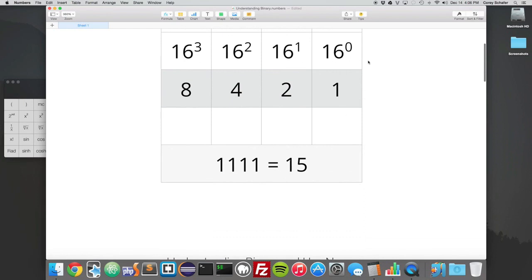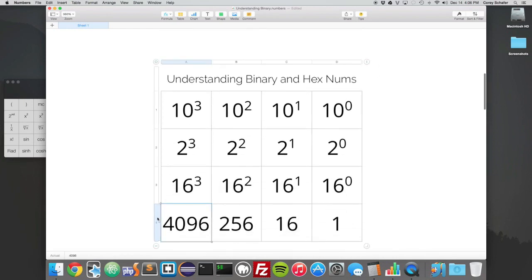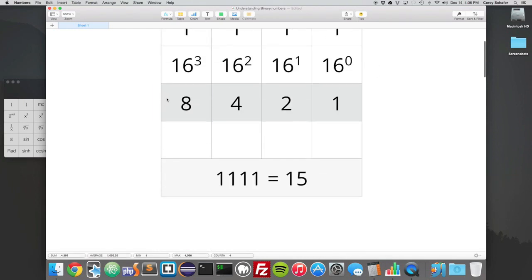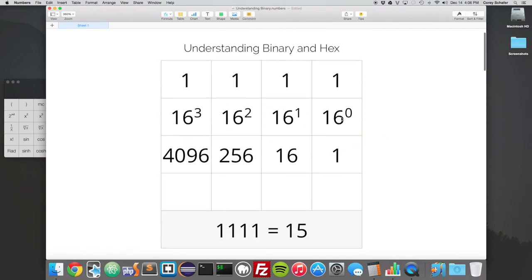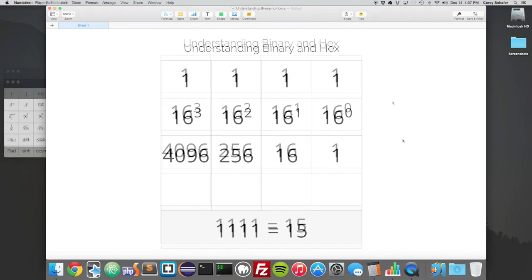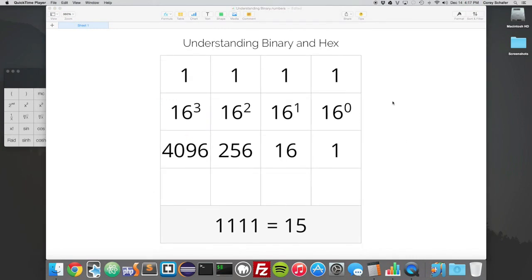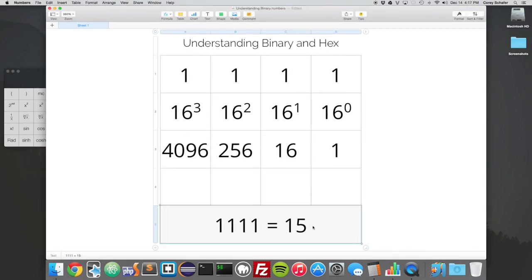Now these values here, I already got them copied out here. So 16 to the 0th power is 1, 16 to the first power is 16, and 16 squared is 256. 256 times 16 is 4096. Let's go ahead and work through an example so we can see what this is like.